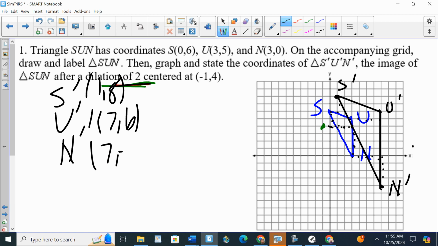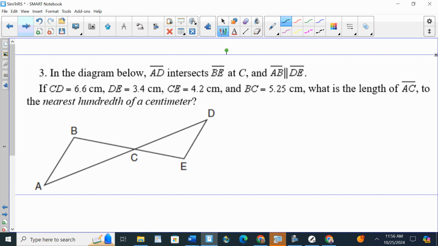We said there was a shortcut where you can multiply the coordinates by the scale factor. That's only if it's the origin. That should not be your go-to. Your go-to is to count from the center to each point, and do that the scale factor number of times. You will have one of those on your exam.